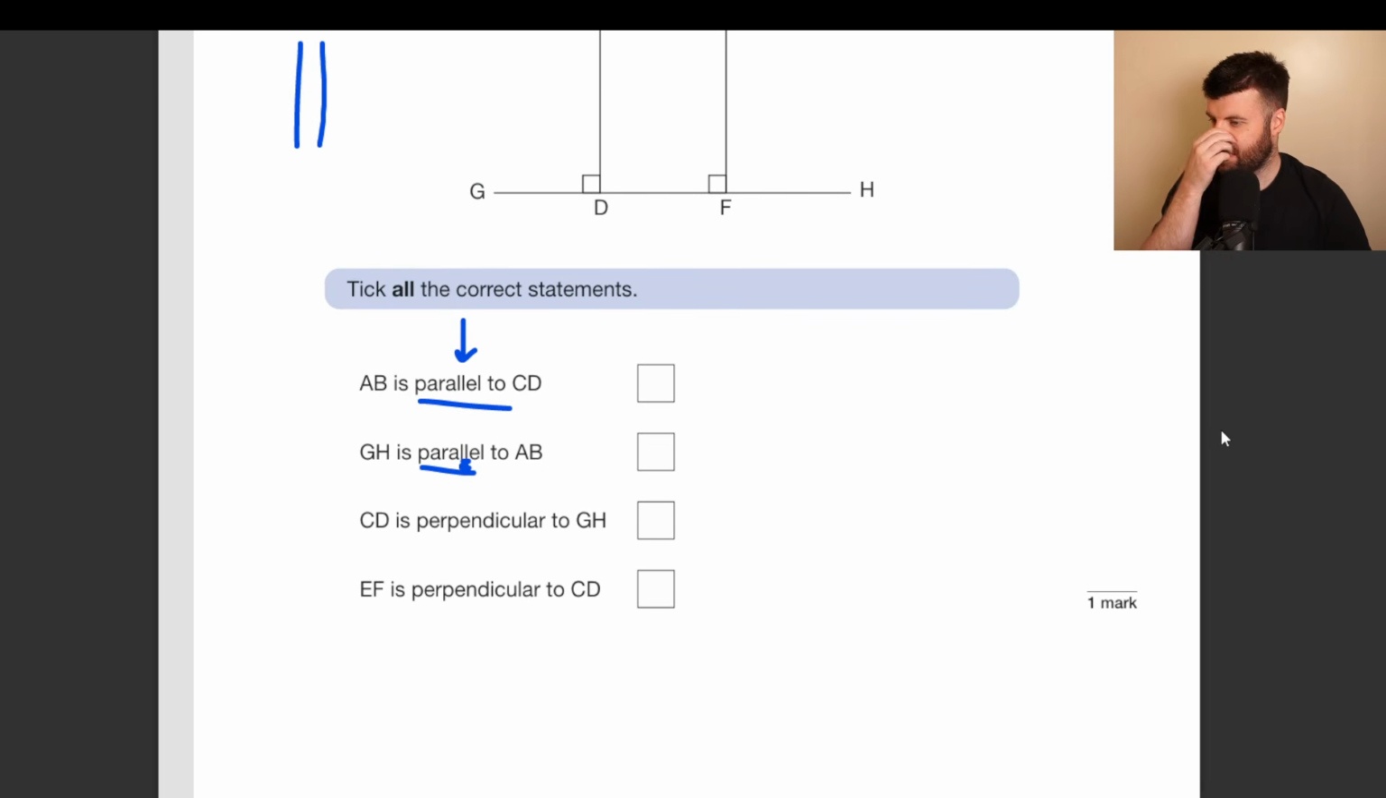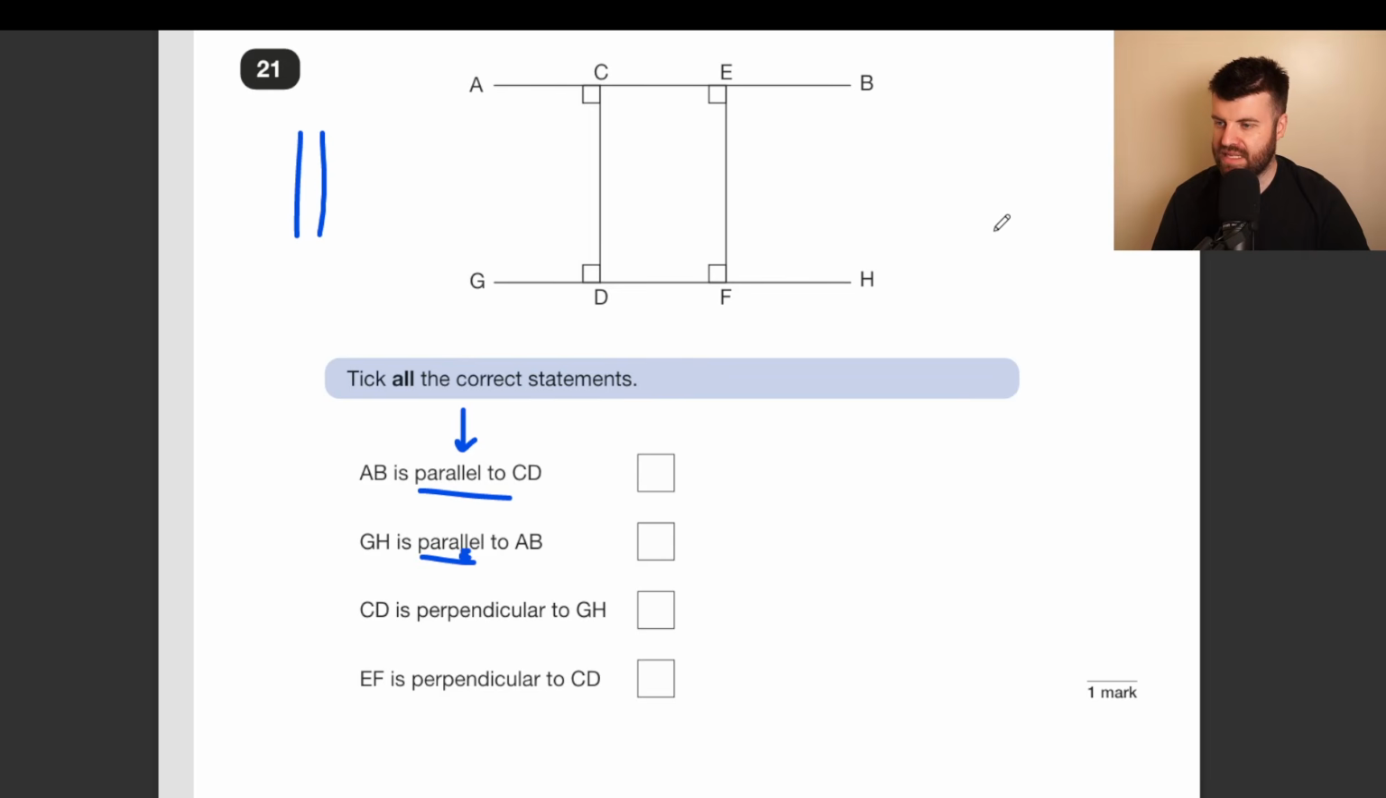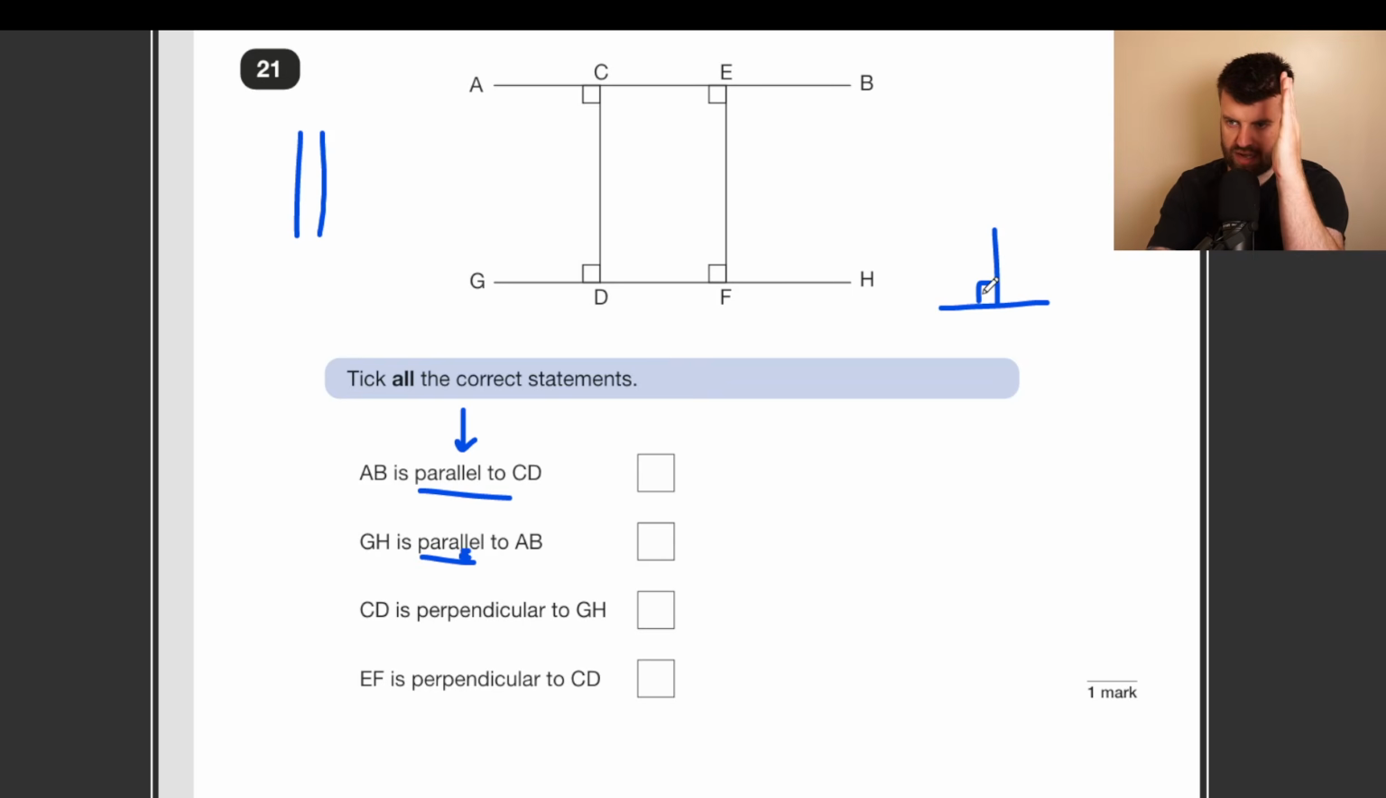So two lines are parallel. And then perpendicular means that it makes a right angle. Again, what you should be looking for here is a square. You can see them in here because this square represents a 90-degree angle going straight up. So let's take a look at the statements.